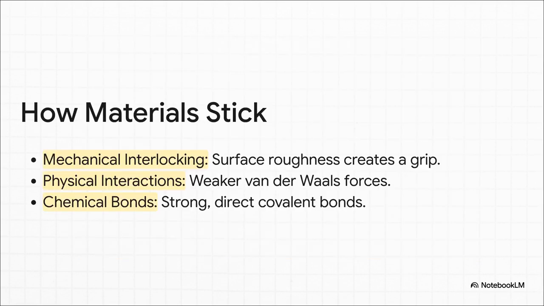So how do things stick together anyway? Well, down at the microscopic level, there are a few ways. You can have mechanical interlocking, which is kind of like two rough surfaces just gripping each other. You can have some weaker physical forces at play, or if you want the strongest possible connection, you can actually form direct chemical bonds between the two. Getting this right is absolutely key to making these composites work.